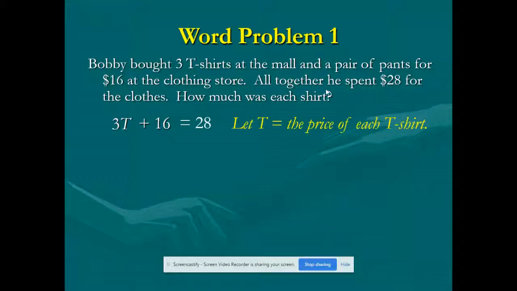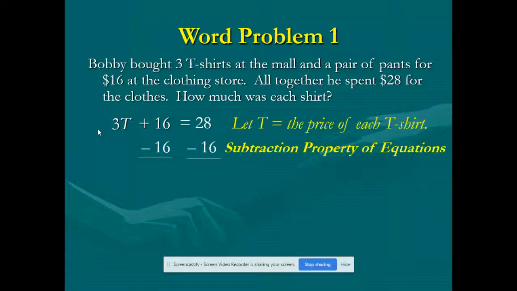Right, so now we start. We say, okay, this is a plus 16. We have to start with our plus or our minus. So we're going to take 16. Those cross each other out. 28 takes 16 is 3t is equal to 12.